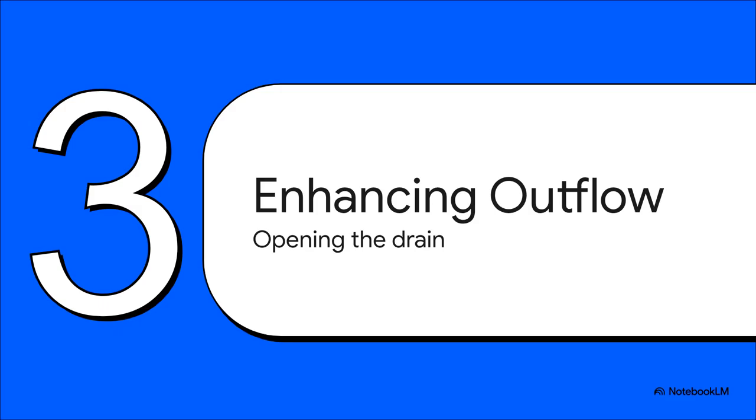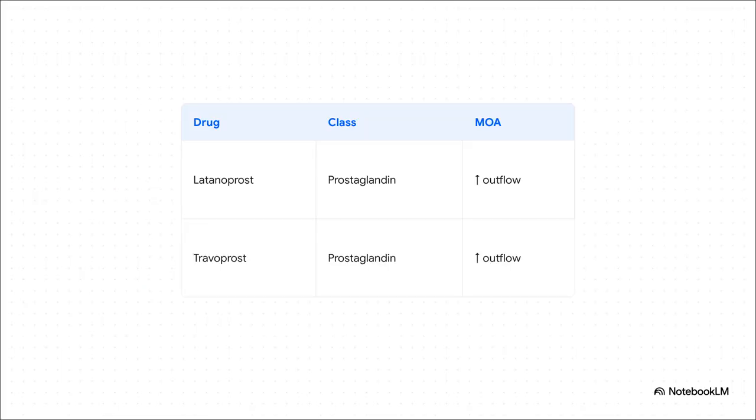All right, moving right along to Section 3, enhancing fluid outflow. We've turned off the tap. Now let's open up the drain. Today, the absolute first-line therapy for enhancing outflow are the prostaglandin analogs.